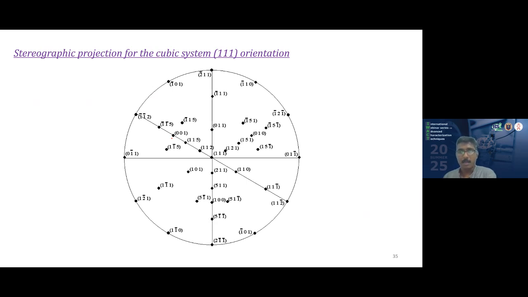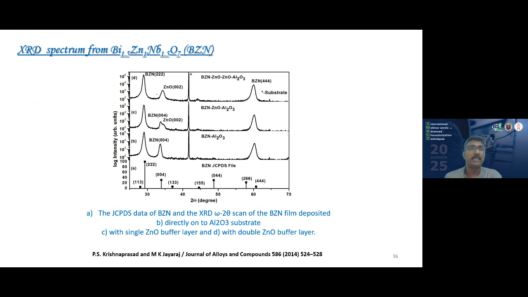Now we are going to discuss how we can use pole figures to determine the orientation distribution in our own sample. The figure shows an XRD spectrum of bismuth zinc niobate thin films deposited on Al2O3 substrate with a zinc oxide buffer layer. As you can see, this is the bismuth zinc niobate thin film directly deposited on Al2O3. We could see peaks corresponding to BZN 222 and 400 peaks. That means the BZN thin film here is a polycrystalline growth. We obtained a polycrystalline growth when BZN was directly deposited on Al2O3.